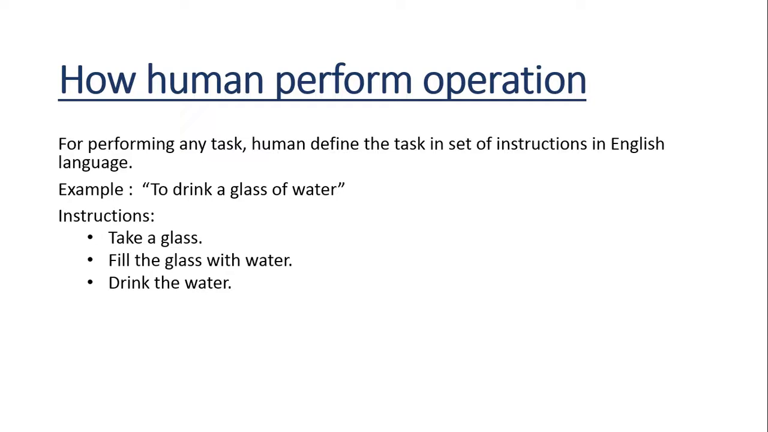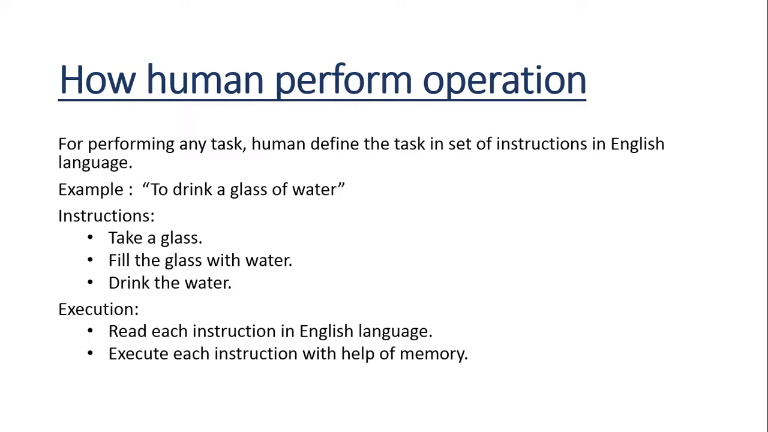Like take an example, to drink a glass of water. We have made this task or function in our mind, and it is saved in our mind. We have defined this function with a number of instructions. The first instruction is take a glass, the second instruction is fill the glass with water, the third instruction is drink the water. So you can see whatever task we are doing, all those tasks are defined in a number of instructions. Each task will have a program, and that program will have the set of instructions.